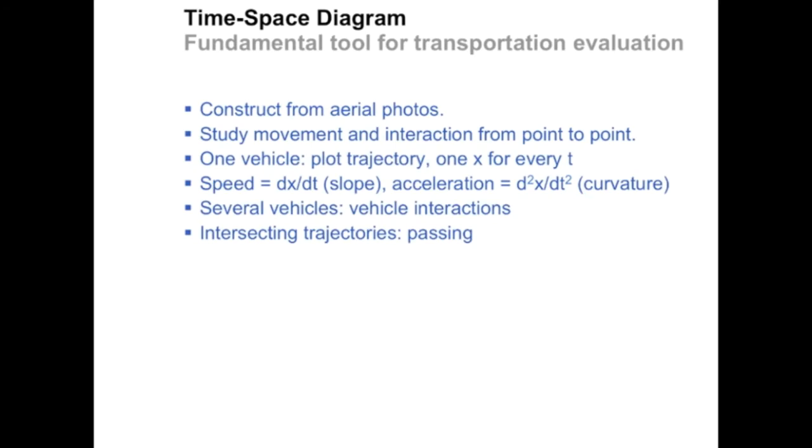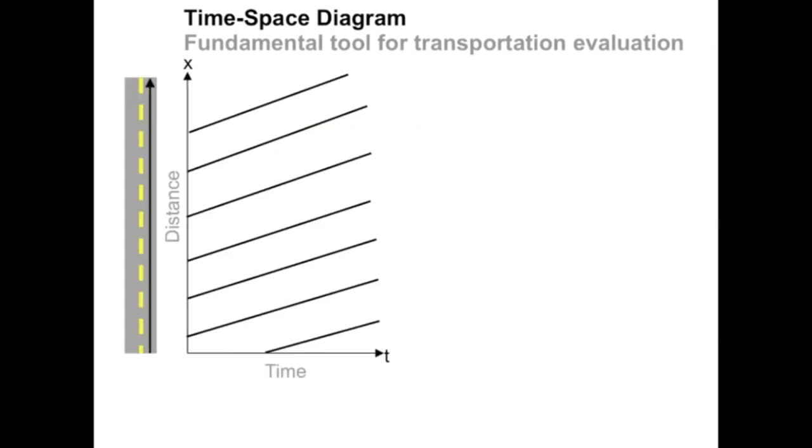So when we have more than one vehicle on the diagram, we can look at their interactions. And of course, you might have 2 trajectories that intersect, and that basically means that passing has occurred. So what else can we do?